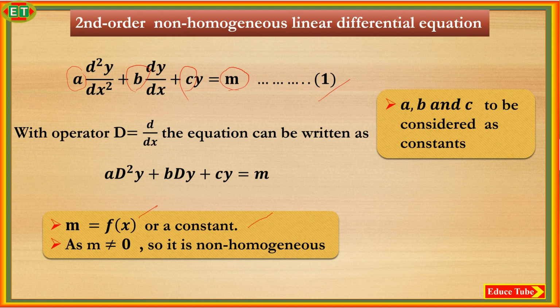As well, this equation I can write like this in terms of D. We call D an operator, and it is the expression D equal to d by dx. And in this equation number one, if the right hand side is 0, it is homogeneous. If it is not equal to 0, it is non-homogeneous.